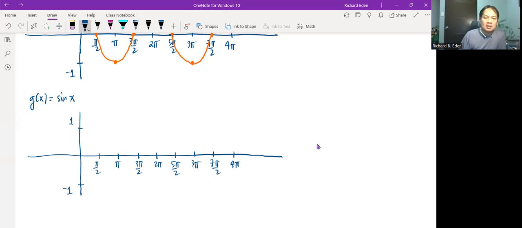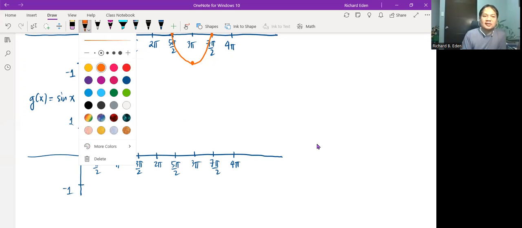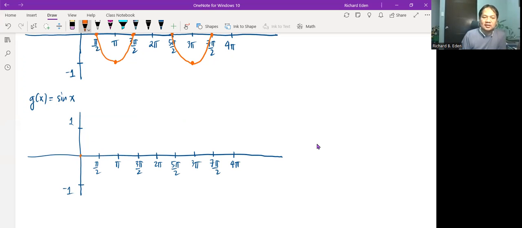1 and negative 1. All right. So this time, the sine of 0 is 0. Sine of pi over 2, 90 degrees, is 1. So this is the motion.